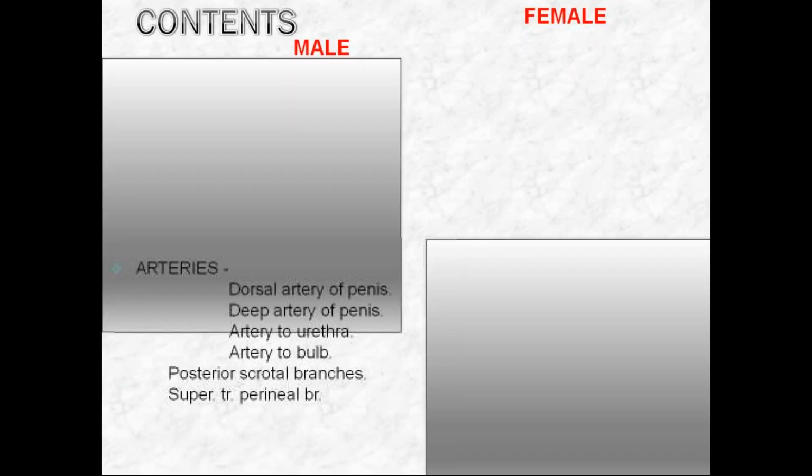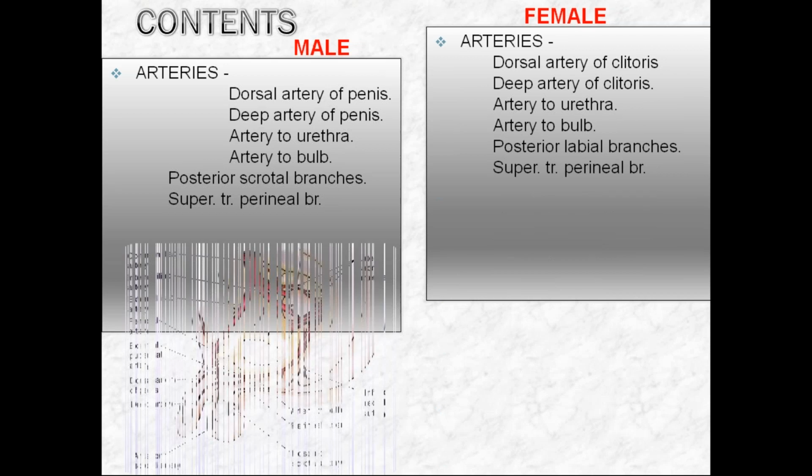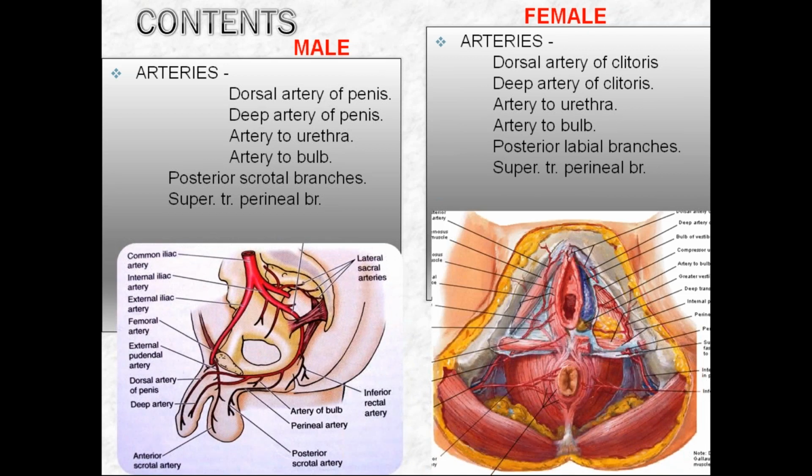Next one, arteries. In case of male, the arteries of the superficial perineal pouch are the dorsal artery of the penis, deep artery of the penis, artery to the urethra, and artery to the bulb of the penis.